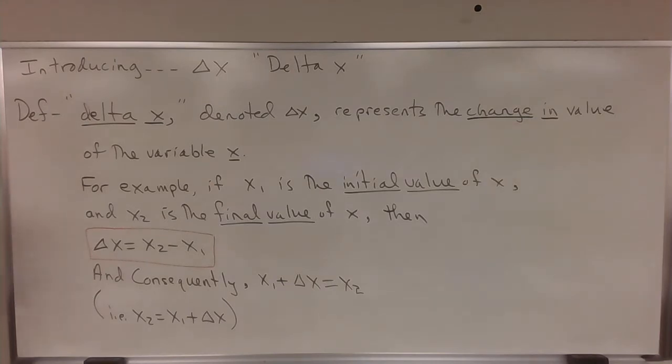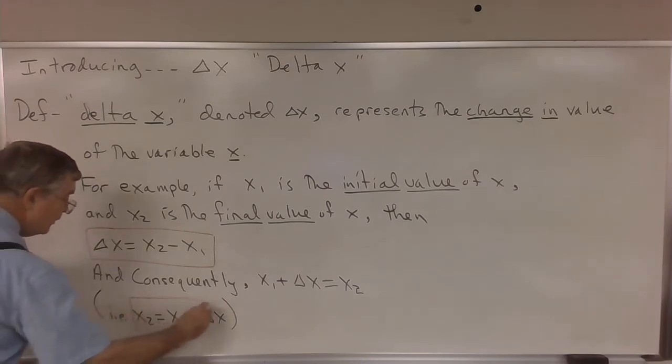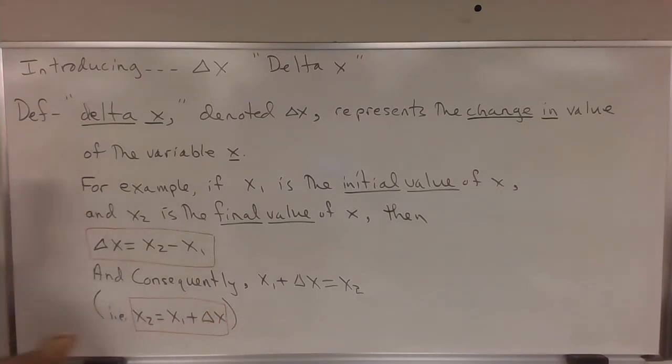And now I want to point out what happens if we manipulate this equation. Suppose that we add x sub 1 to both sides of the equation. So we have x sub 1 plus delta x equals x sub 2. Or if we put the x sub 2 on the right, we have x sub 2 equals x sub 1 plus delta x. We're going to be using this relationship involving delta x, and we'll be using this relationship also.